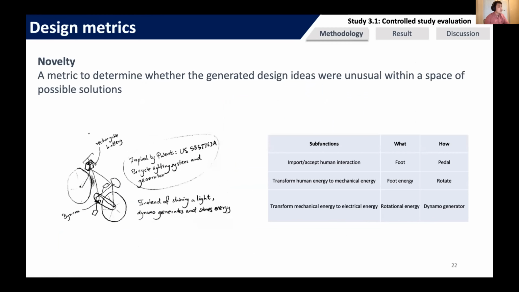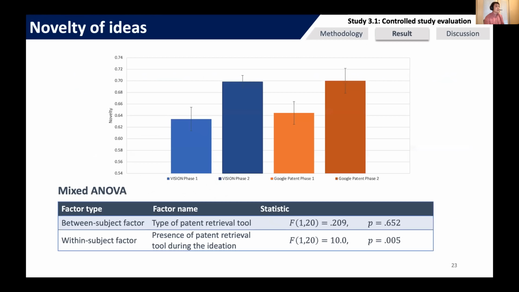The third metric, novelty, was used to determine whether the ideas were unusual within a space of possible solutions. So this metric measures the novelty. If many participants generated the same design solution, the solution receives a low novelty score. And if only one participant generates the design solution, the solution receives a high novelty score. That's what it measures. And here's the novelty result. Here I again found that there was no significant difference between the Bayesian condition and Google patent condition in the second idea generation phase.